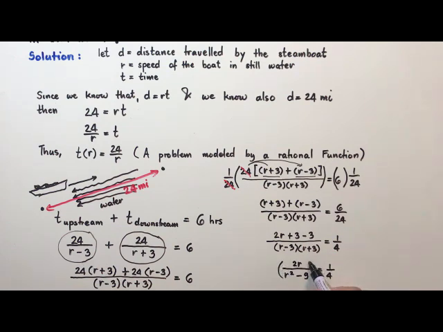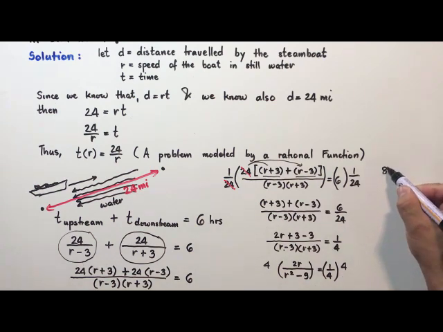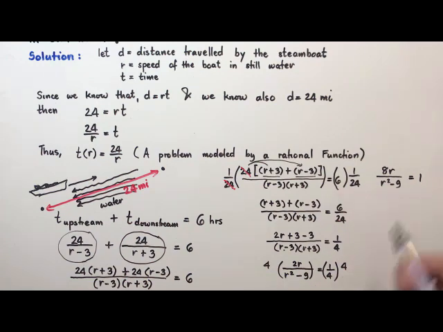And then when I multiply both sides of the equation by 4 here, I will have 8r over r squared minus 9, because 4 times 2r is 8r. But at the right you will have 1, because 1 times 4 is 4 divided by 4, that is equivalent to 1. And then if you multiply both sides of the equation by r squared minus 9, this is equal to 8r, which is equal to r squared minus 9.